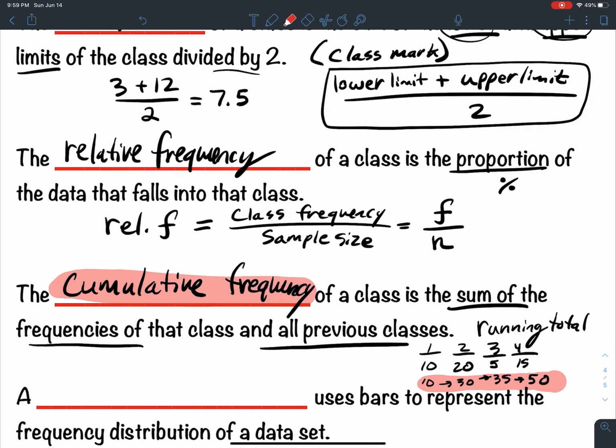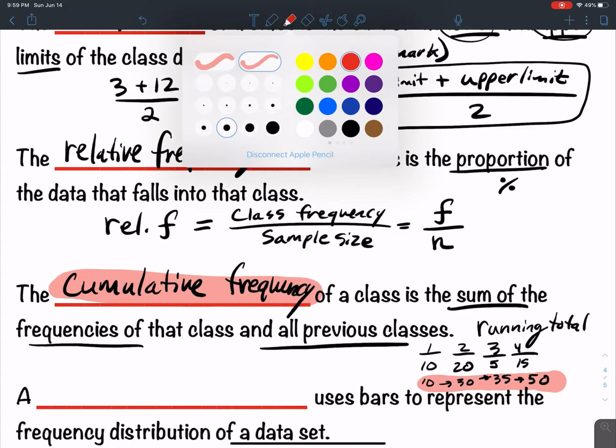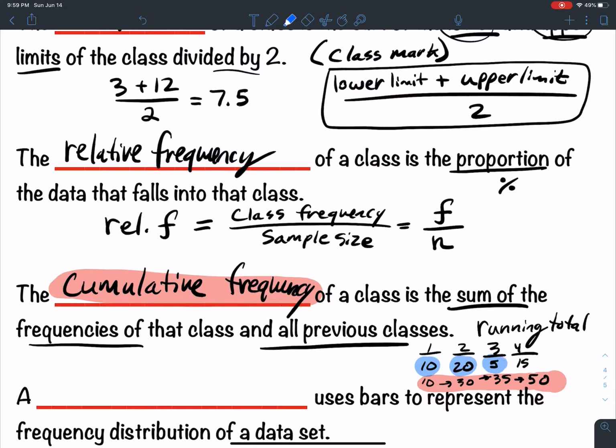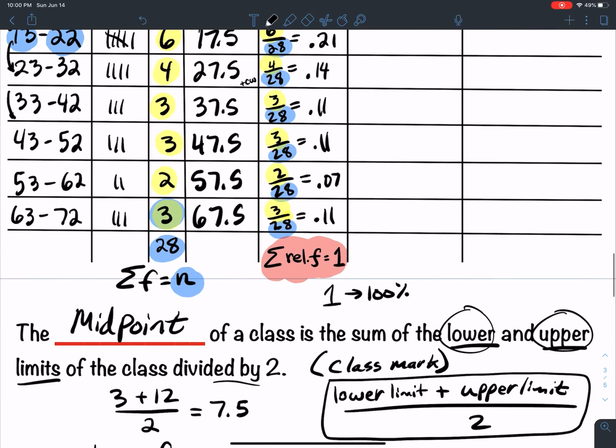These numbers down here are the cumulative frequency. Versus these numbers up here, these are the relative frequency. So the cumulative frequency, we add all the elements in the frequency of that class plus all the ones before it. So it's a running total, just like the score of a game. So let's do that.